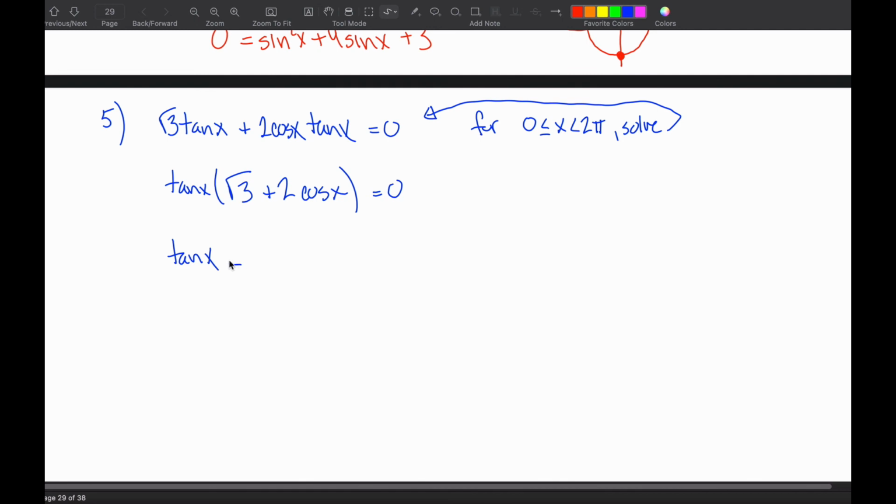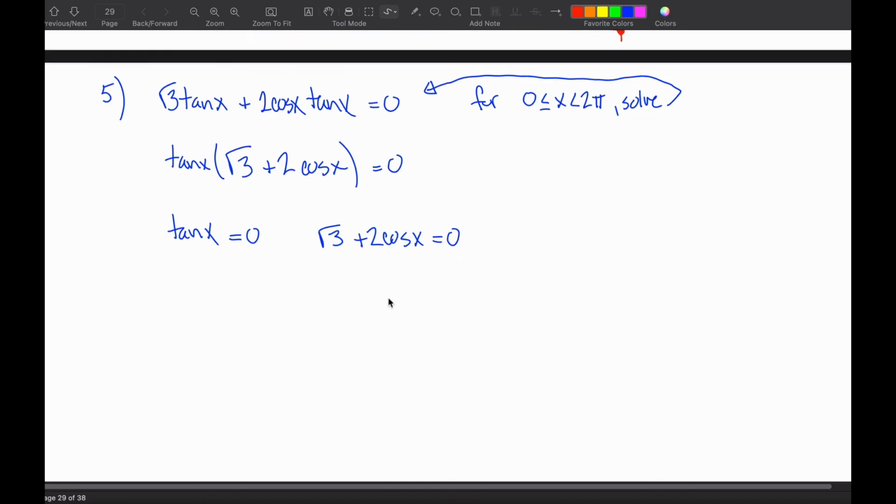This is telling me that either the tangent of x equals 0 or the square root of 3 plus 2 times the cosine of x equals 0. These are both equations that I can solve. These would fit in the previous video where we're talking about basic equations. This one is basically done. This one, to get cosine of x all by itself, maybe I could subtract the square root of 3 from both sides, and then I could divide both sides of the equation by 2.